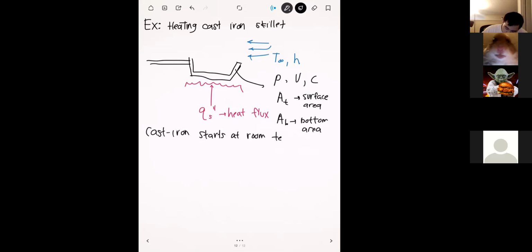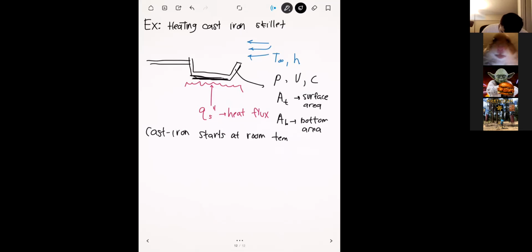Sorry, what was AT or AB, or what was the difference? Yeah, AT is the total surface area of the skillet, so the total surface area around it, and AB is just the surface area on the bottom of the skillet, which is just the area that's exposed to the flames, basically. Is AB the same as AQ? Yes, AB will be the same as AQ. That's where we're going to plug it into the equation.